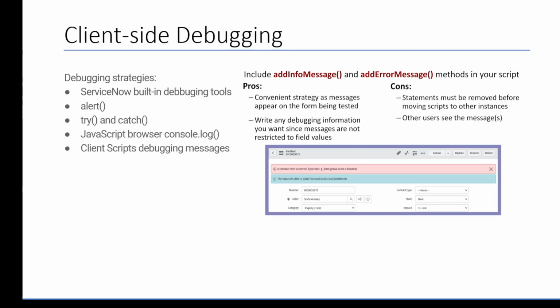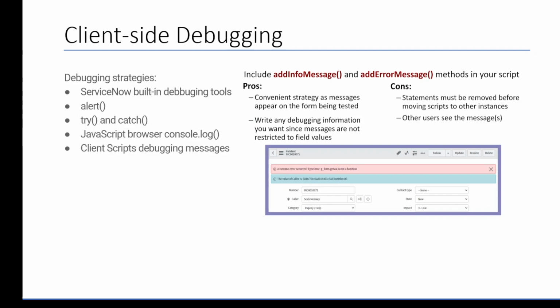We have used addInfoMessage in the previous videos. You can also write any debug information you want, since messages are not restricted to field values. But when it comes to the cons, the statement must be removed when moving to any other instances. And at the very end of the debugging, you need to remove this message as well. What is also connected with that, other users using the platform can see the messages. That's why you need to remove them at the very end.